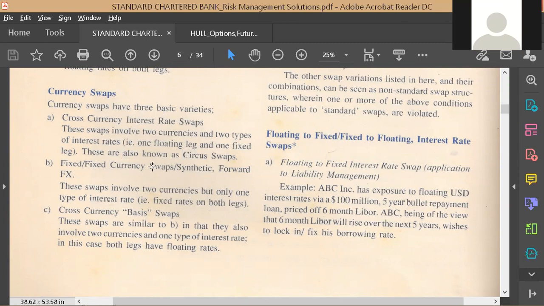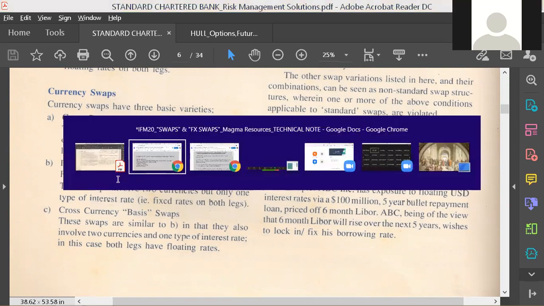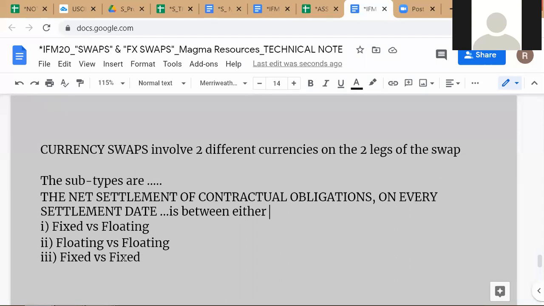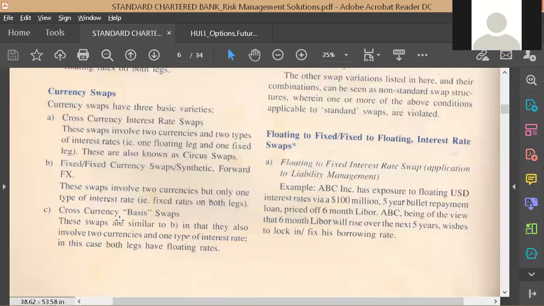Then you have a fixed currency swap, which is this one. Fixed rates on both sides. So fixed rate sterling versus fixed rate Swiss franc. That's another example of a currency swap where you have two different fixed rates. And then you have floating versus floating. This will be called a cross-currency basis swap. Two different floating rates, two different currencies on the two legs.